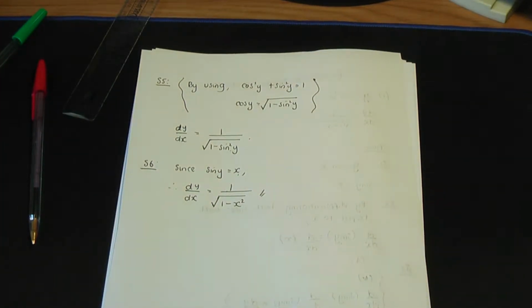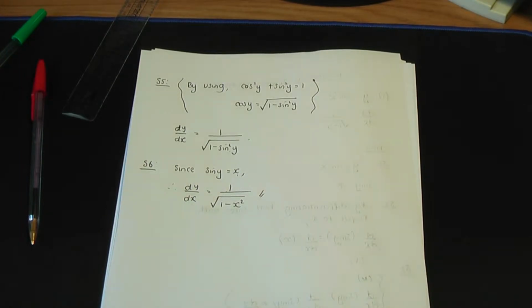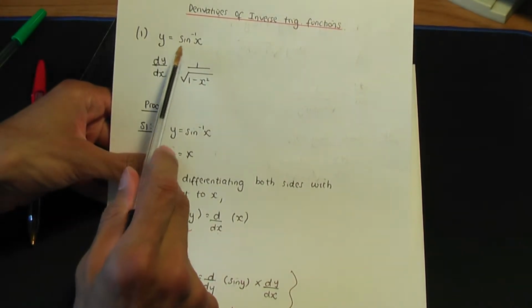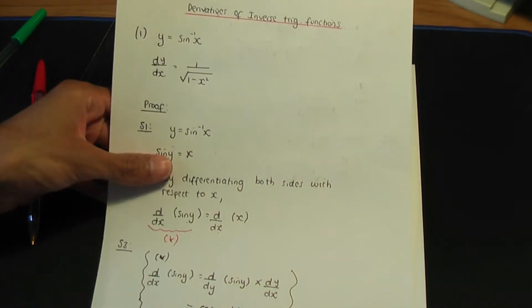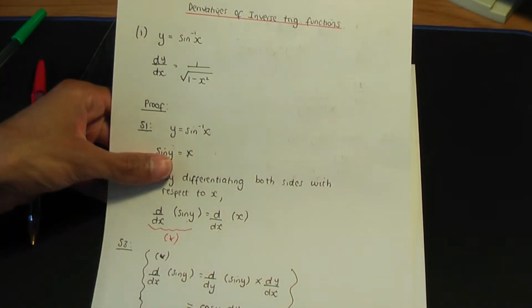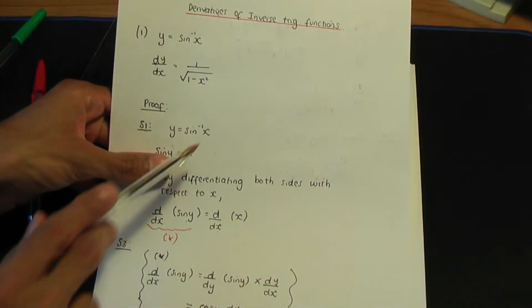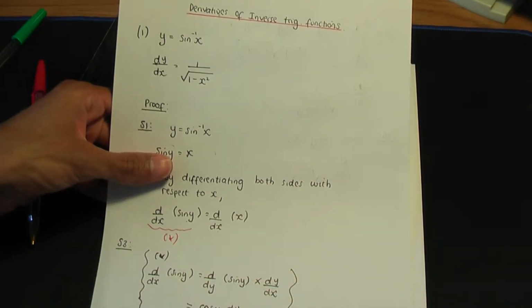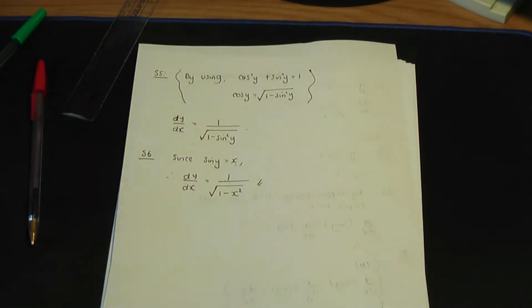Okay, so that is the derivation for y equals the inverse sine of x, the derivative of the inverse sine function. The derivation for the remaining two functions, y equals inverse cos and y equals inverse tan, follows the same method.